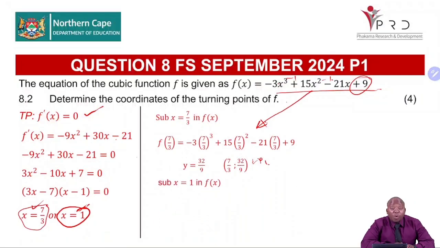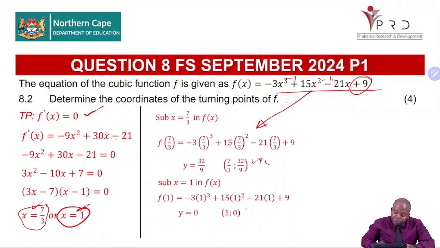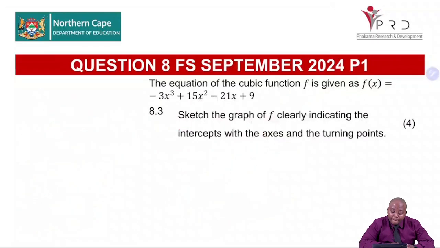So the corresponding y value for x equals 1, we substitute x equals 1 into our original formula. Then we get our y is equal to 0. Then our second turning point is going to be 1 and 0.